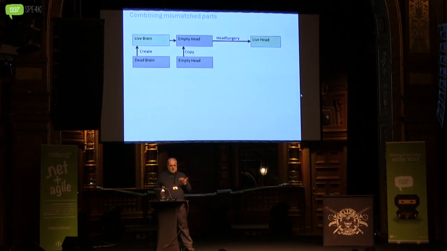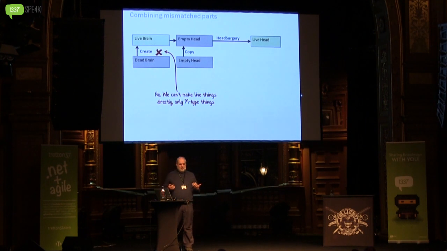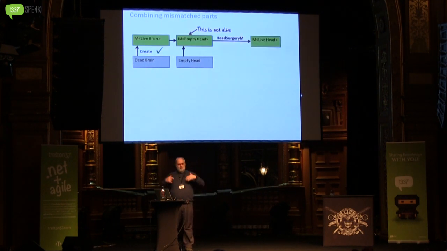We can't use the live things. We can't create a live thing directly. We're going to have to create an M of a live brain, a potential live brain. So we have to move everything up to the level of M things. But now we have a problem because we have an empty head. So the brain can become an M of a brain. We know how to do that. But how do we take an empty head and make it into an M of an empty head?